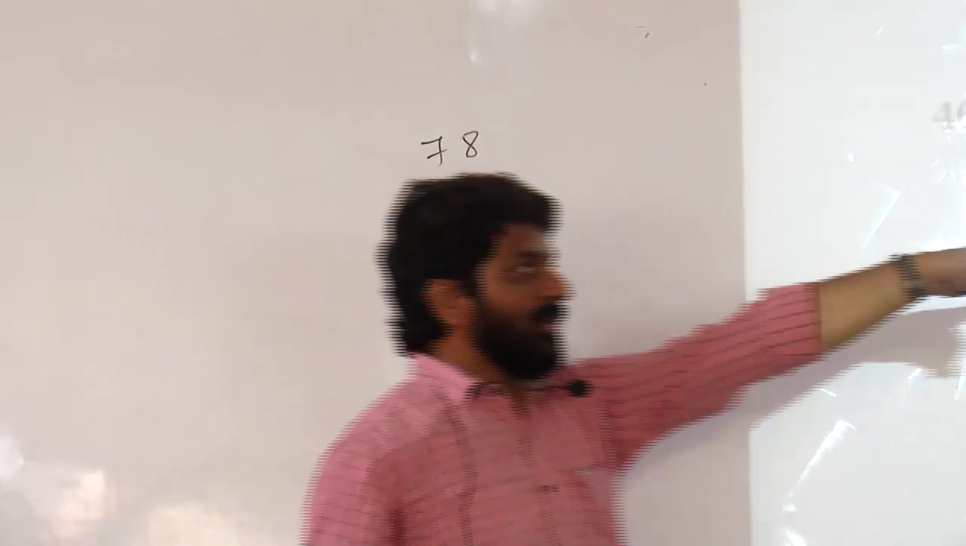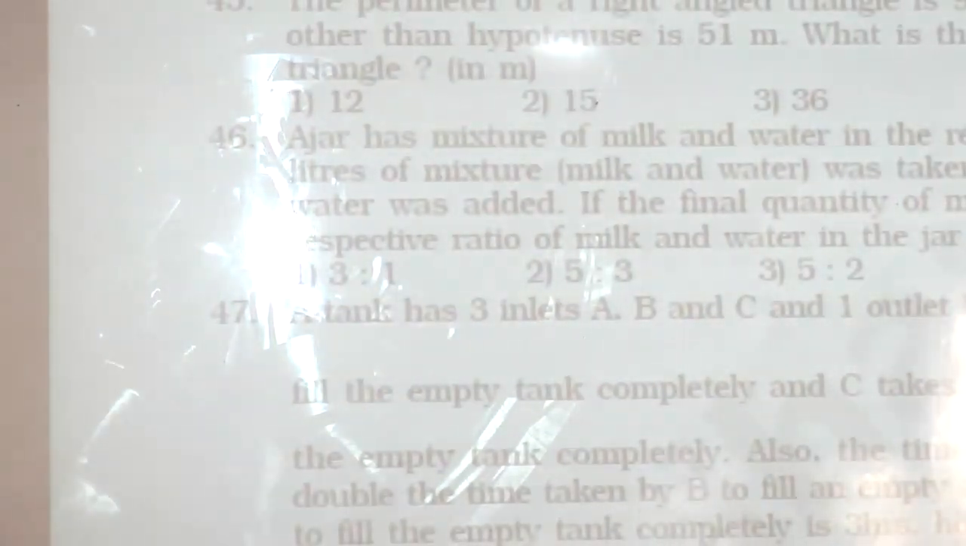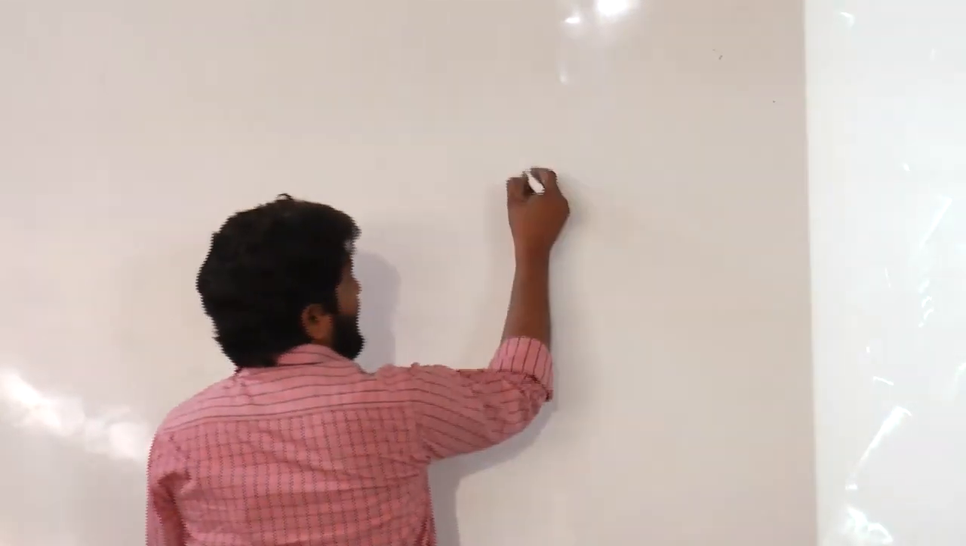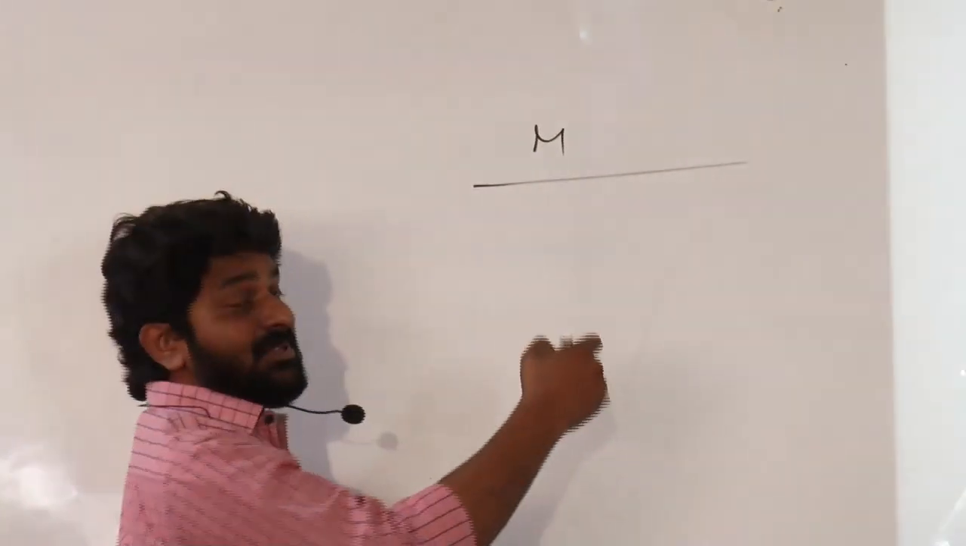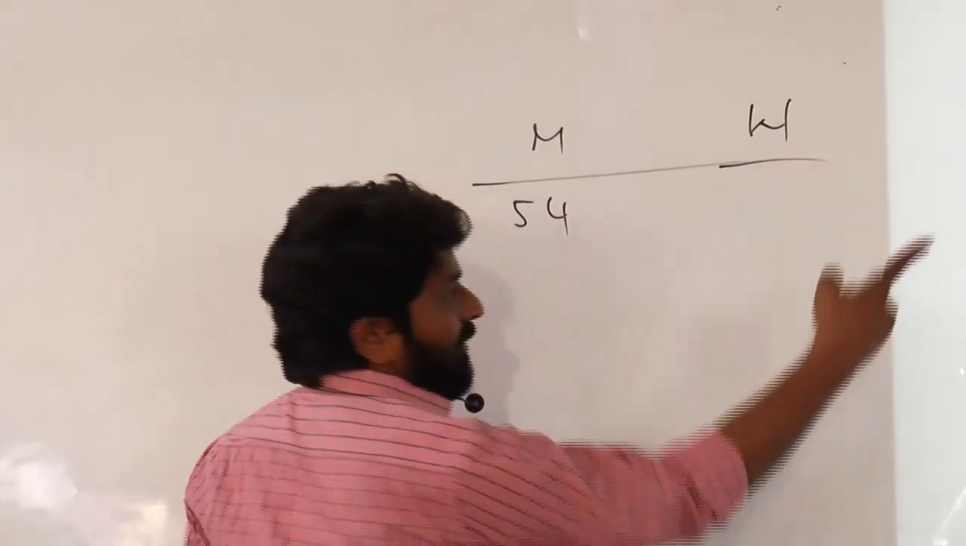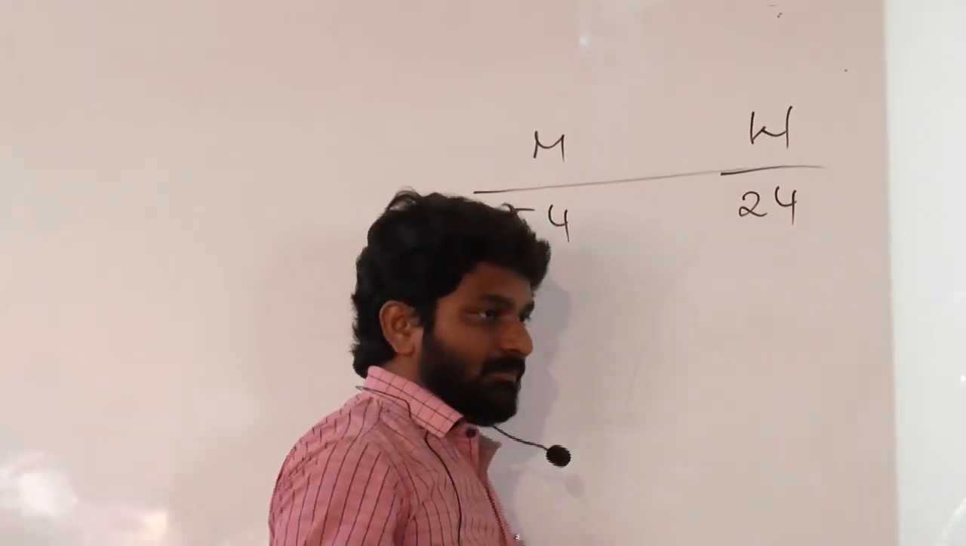And which is in the respective ratio 9:4. Total parts 13 parts. 13 how many times is 78? 6 times. So milk quantity is 9 parts. 9 times 6 is 54 liters. Water quantity is 4 parts. 4 times 6 is 24. Okay? How many parts do we have?